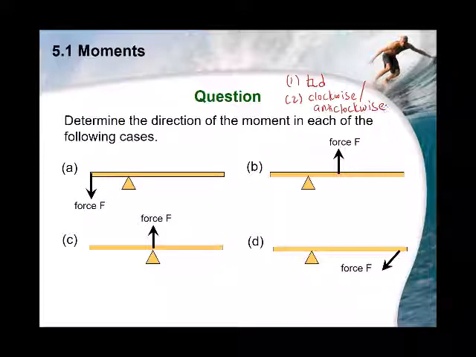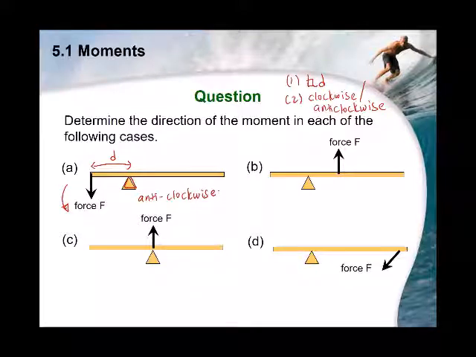So let's take a look at A over here first. In A, where is the perpendicular distance? The perpendicular distance from the force to the pivot, right? So this is your perpendicular distance. In which direction will this beam turn? It will turn in this direction, so we say that the beam will turn in the anti-clockwise direction.